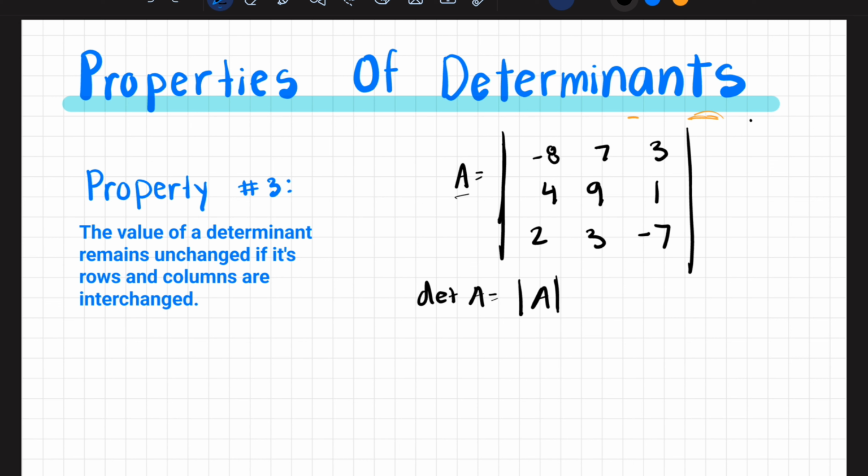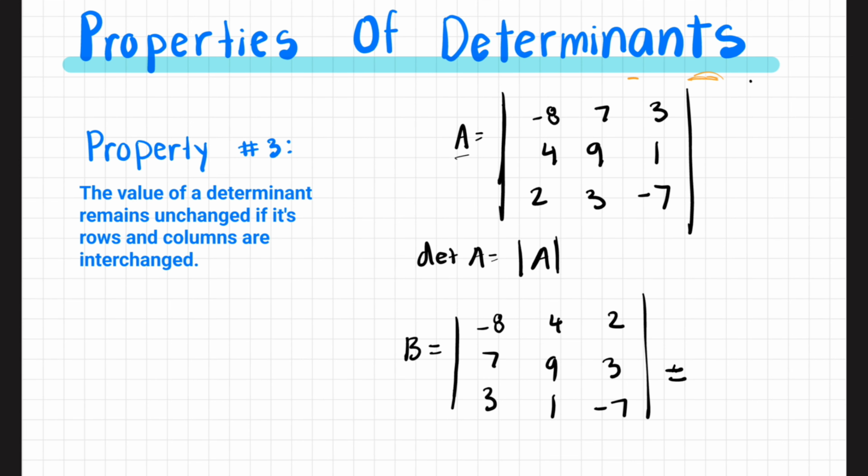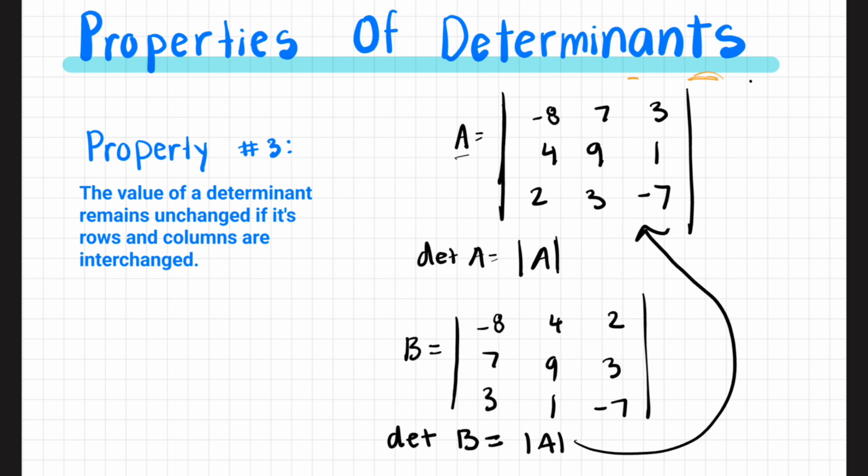So now let's say we have another matrix, and in this case we just interchange the rows and columns. So the first row will become the first column, the second row will become the second column, and the third row will become the third column, so 2, 3, negative 7. And if we take the determinant of B, that will actually be the exact same as the determinant of A.